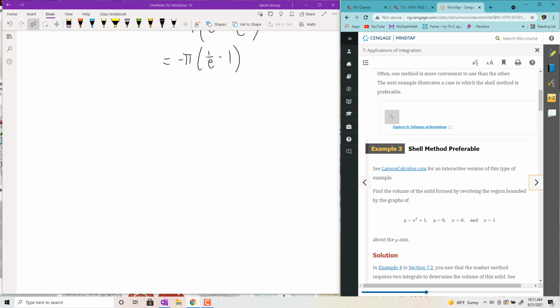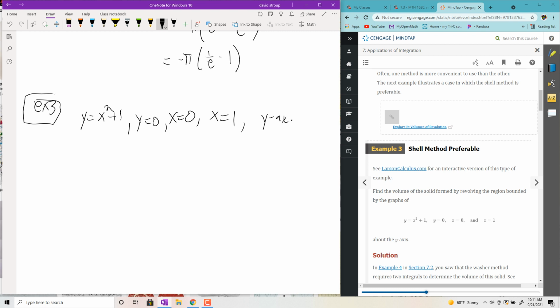Let's take a look at example 3. Find the volume of the solid formed by revolving the region bounded by the graphs of y equals x squared plus 1, y equals 0, x equals 0, and x equals 1 about the y-axis. So x squared plus 1 is just a shifted parabola, just go up 1 like this. Y equals 0 is the x-axis, x equals 0 is the y-axis, and then x equals 1 is out here somewhere. So it's this region we're after, and we want to do a y-axis rotation.